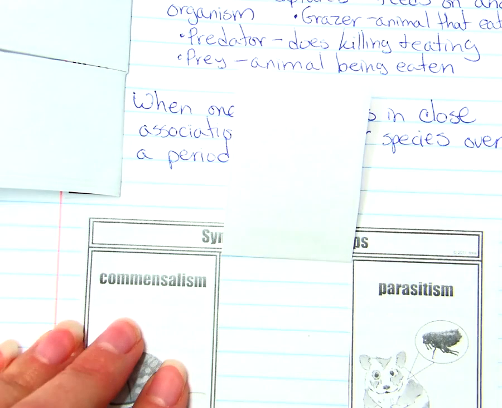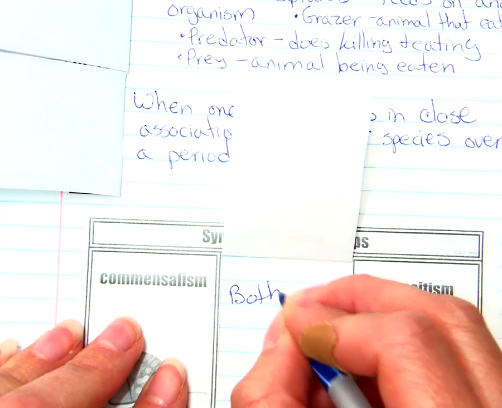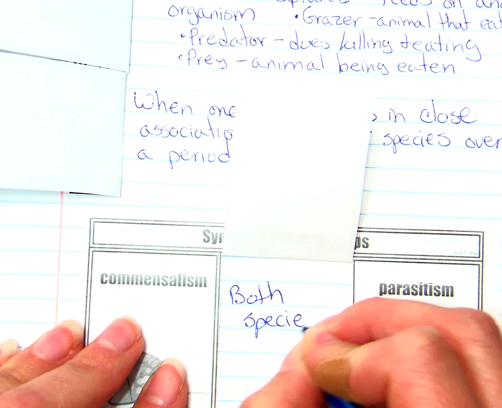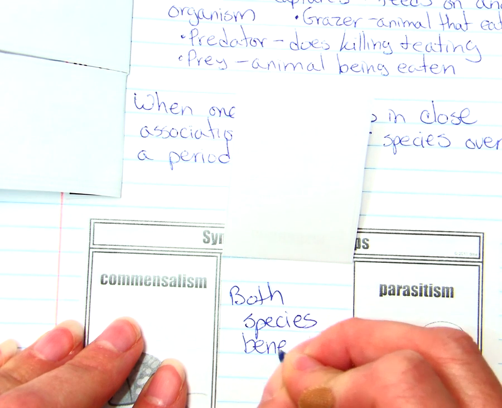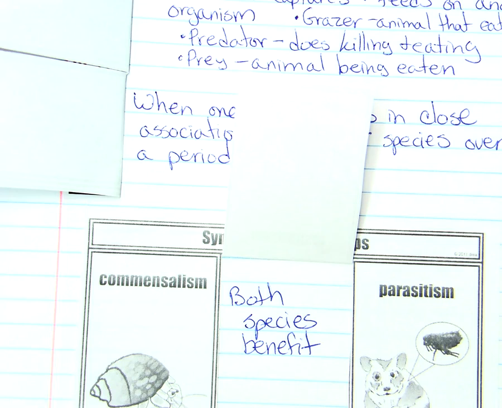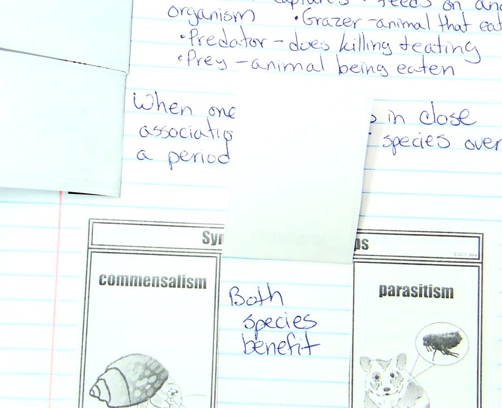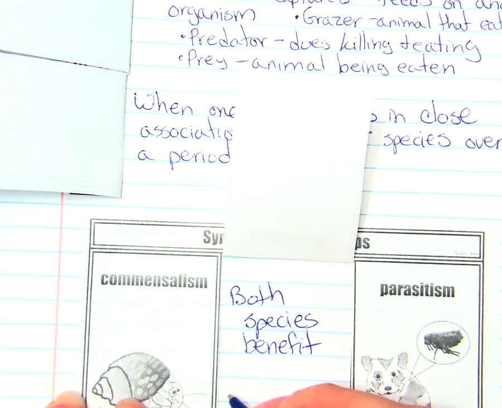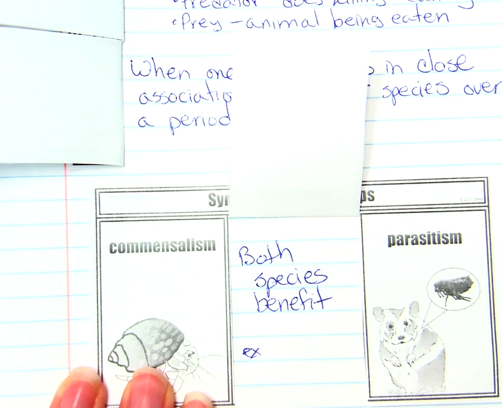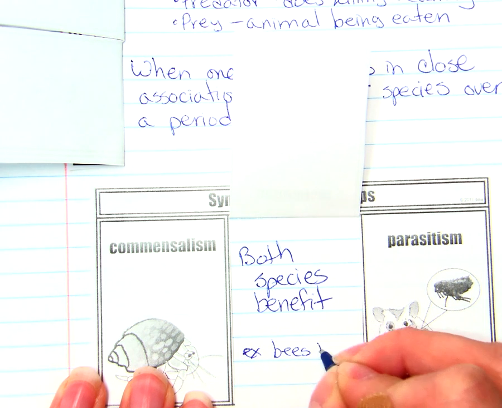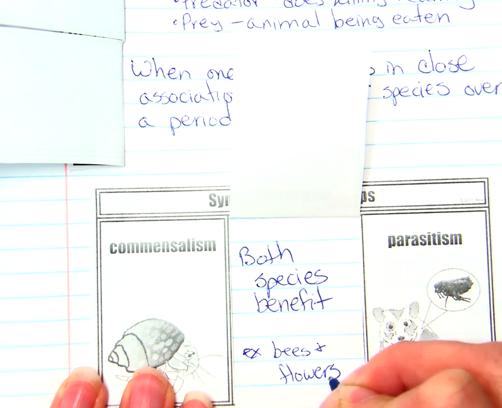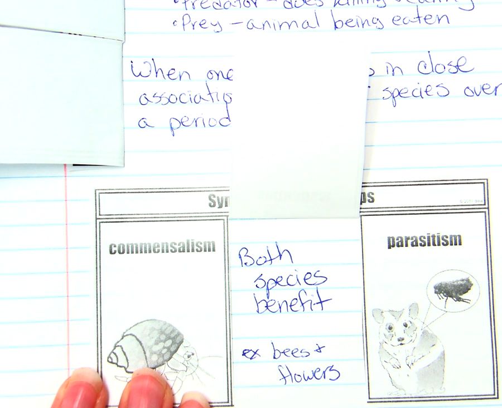Our definition for mutualism. Both species benefit. Another example, bees and flowers. Bees get nectar that they turn into food. The flower benefits because the bee helps to pollinate it so that it can reproduce. They both benefit.